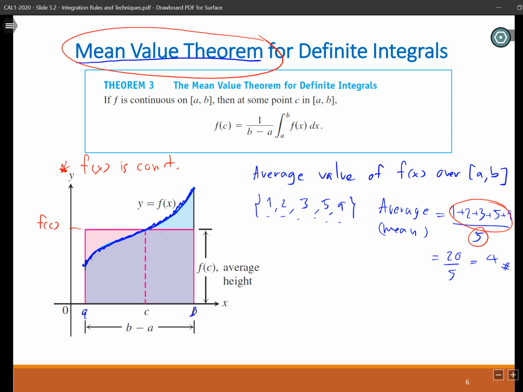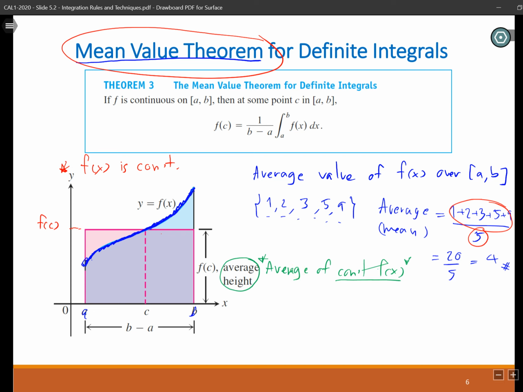So what we are interested in right here is the average of a continuous function. We need a new definition, something different from what we are used to. Well, it turns out to be the average height. In the case of a continuous function, the average is the average height of this line.